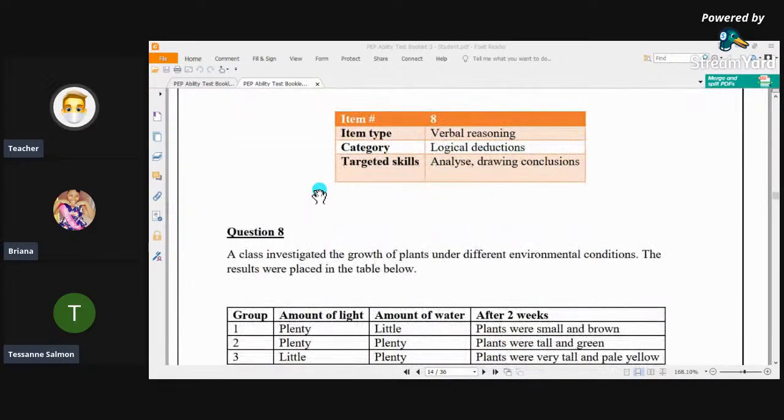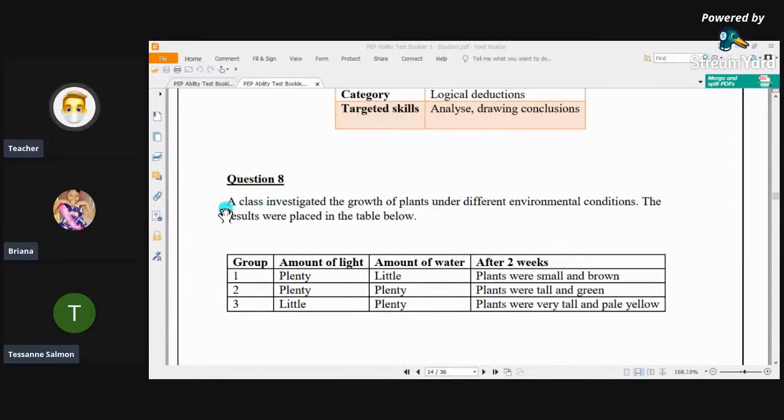Let's go with number 8. Again, verbal reasoning, category logical deductions. We need to analyze and draw conclusions. A class investigated the growth of plants under different environmental conditions. The results were placed in the table below. As scientists, we like to use tables. We're not afraid of tables. We place our information or findings in tables to communicate them.